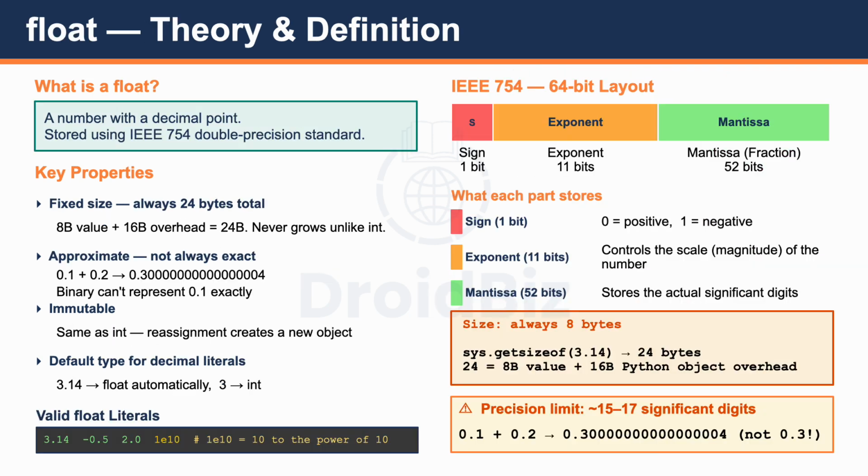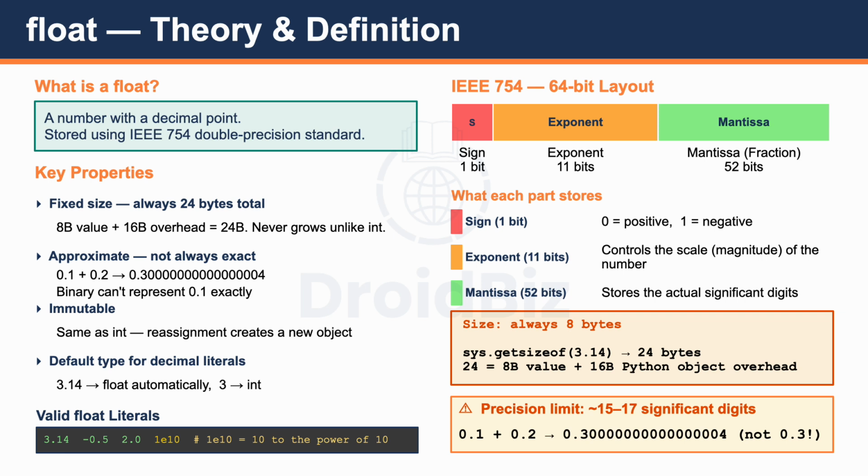Now float, a number with a decimal point. Python stores floats using the IEEE 754 double precision standard. Unlike int, a float always takes exactly 24 bytes, 8 bytes for the value itself, plus 16 bytes of Python object overhead. Those 64 bits split into 3 parts. 1 bit for the sign, 0 means positive, 1 means negative. 11 bits for the exponent, which controls the magnitude of the number. And 52 bits for the mantissa, which stores the actual significant digits.